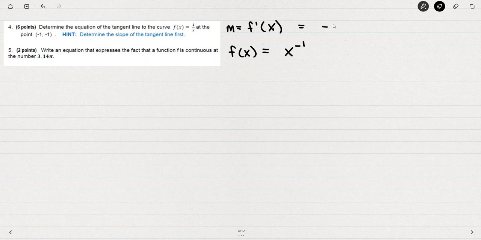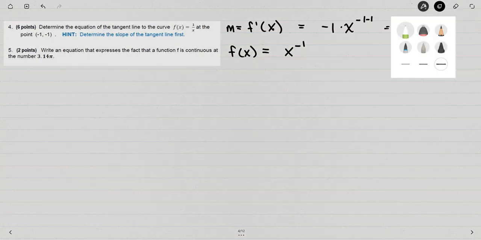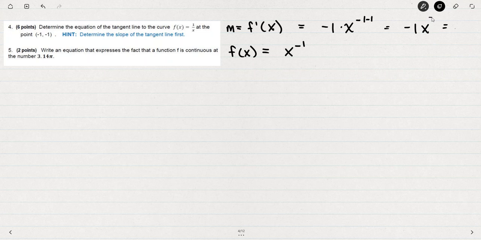So the derivative is just -1 times x to the -1 minus 1, or in other words, -1 x to the... oh wait, -1 minus 1, sorry, it's not a 0, -1 minus 1 x to the -2. I'm getting ahead of myself because I know that the slope is going to be -1. Okay, so we have -1 x to the -2, or just the opposite of 1 over x squared, right?